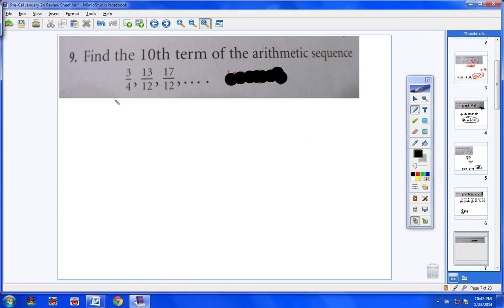Number 9 says find the 10th term of the arithmetic sequence. Well, that's nice of them to tell us we have an arithmetic sequence, and so that means we can take any number we want in the sequence and subtract from it the term previous before it. So very quickly, if I do that, 3/4 is really the same thing as 9/12, I believe, and so 13 minus 9/12 is 3/12, 1/4. So what we're doing here is we're adding 1/4 over and over and over.